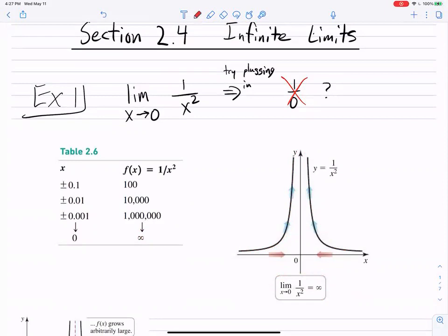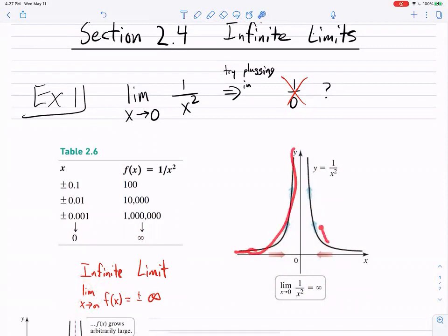And so this is an infinite limit, and the reason is because the limit is going to infinity. So an infinite limit is one where the limit as x approaches a of f of x equals plus or minus infinity. And notice that these are two-sided limits. We can define them for one-sided limits as well, but for a two-sided limit, they both need to be going to positive infinity or both going to negative infinity.